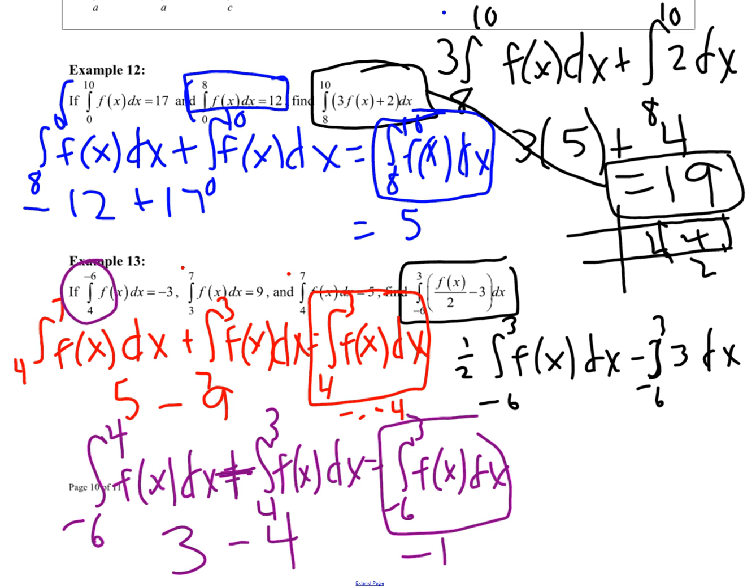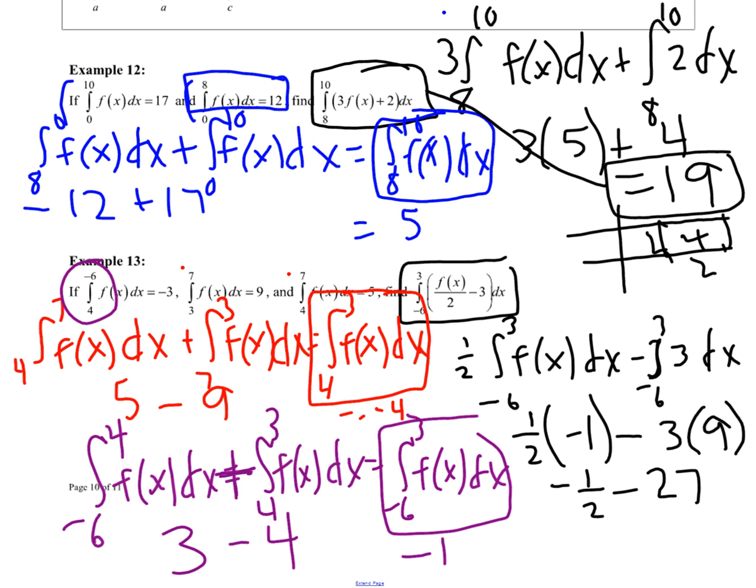Going back to our original problem, so 1/2 times negative 1 minus, and now this is just a rectangle with a height of 3 and a width of 9, and I got that because it's negative 6 to 3. So we have negative 1/2 minus 27, or 54 halves, so negative 55 halves. Not bad.